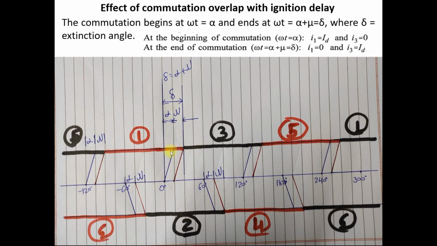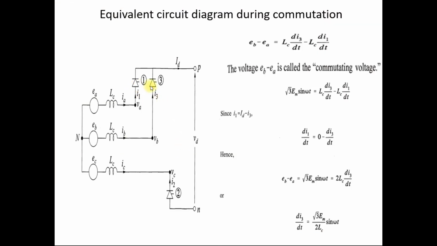So for this commutation period, here we draw the equivalent circuits of your converters. Here I show the valves which are conducting: 1 and 3 from the upper group, and valve number 2 from the lower group. Because of commutation, both the valves are conducting simultaneously. So here we take the voltage difference between these two phases.